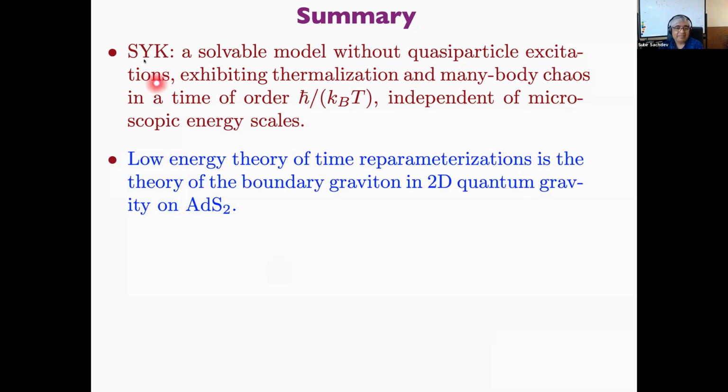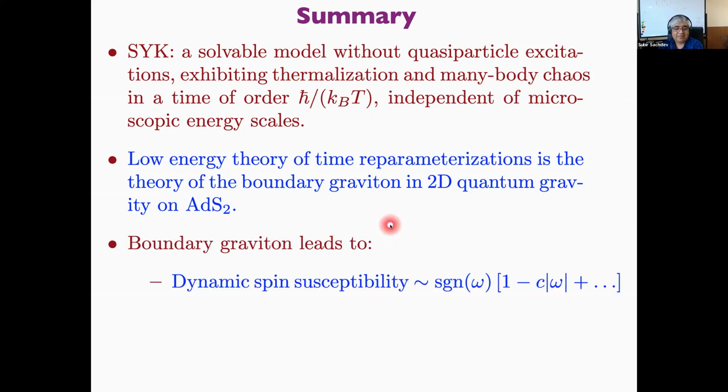The low energy limit of the SYK model is a theory of 2D quantum gravity on AdS2. And so this theory has a boundary graviton, which is also present for the SYK model. And this boundary graviton leads to, well, this is the saddle point, N equals infinity correction to the spin susceptibility.